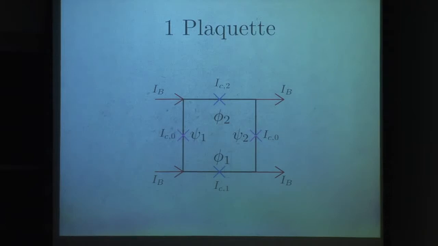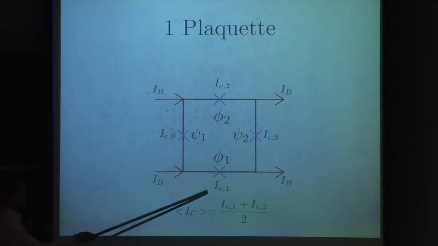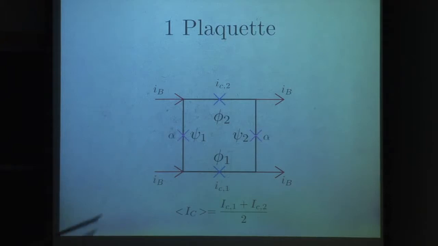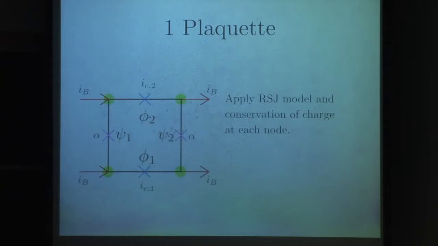Because we are theorists, we want to work with dimensionless quantities. So we divide all the currents by the average current of the 2 horizontal junctions, and we denote the dimensionless quantities with small letters. However, for this one, instead of I c naught, we write it as alpha, and alpha is our coupling mechanism. We do a similar thing to time, so our time is also dimensionless time. Then we apply the RSJ model and conservation of charge at each node, so we get 4 nonlinear coupled differential equations, one for each junction.